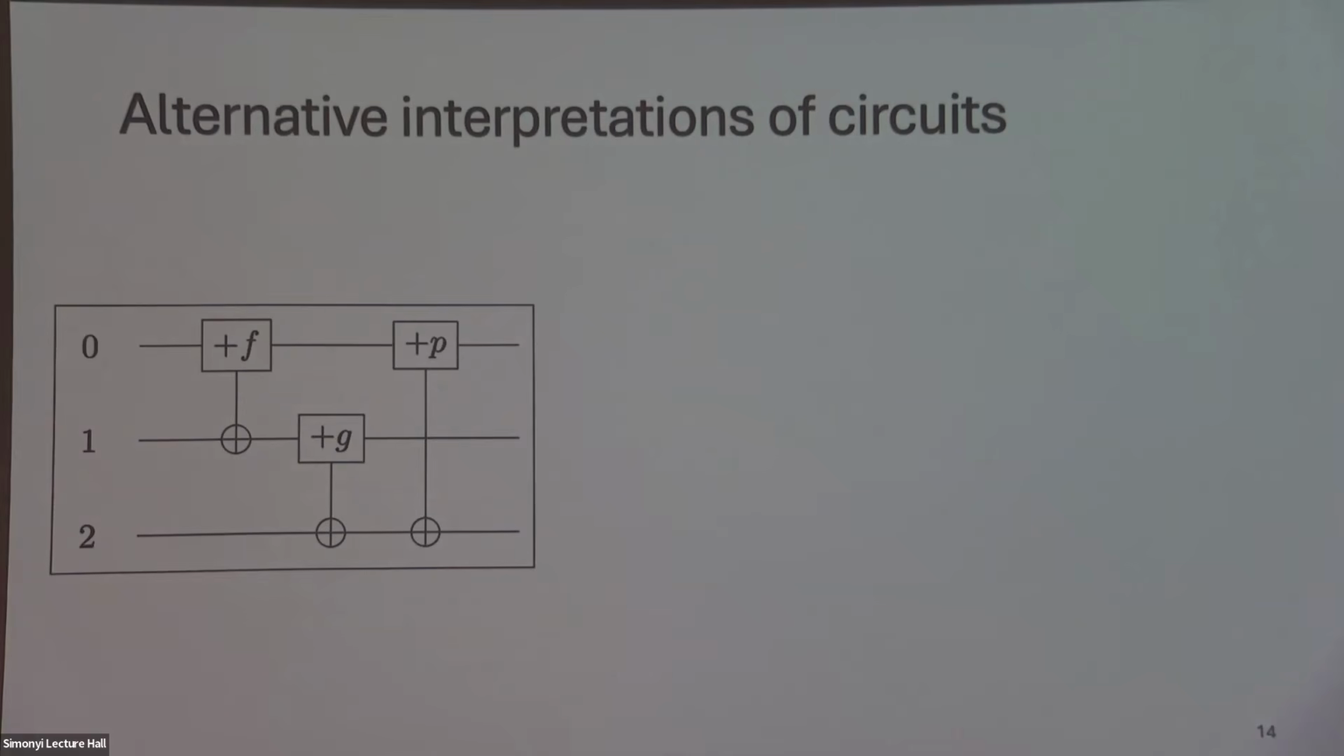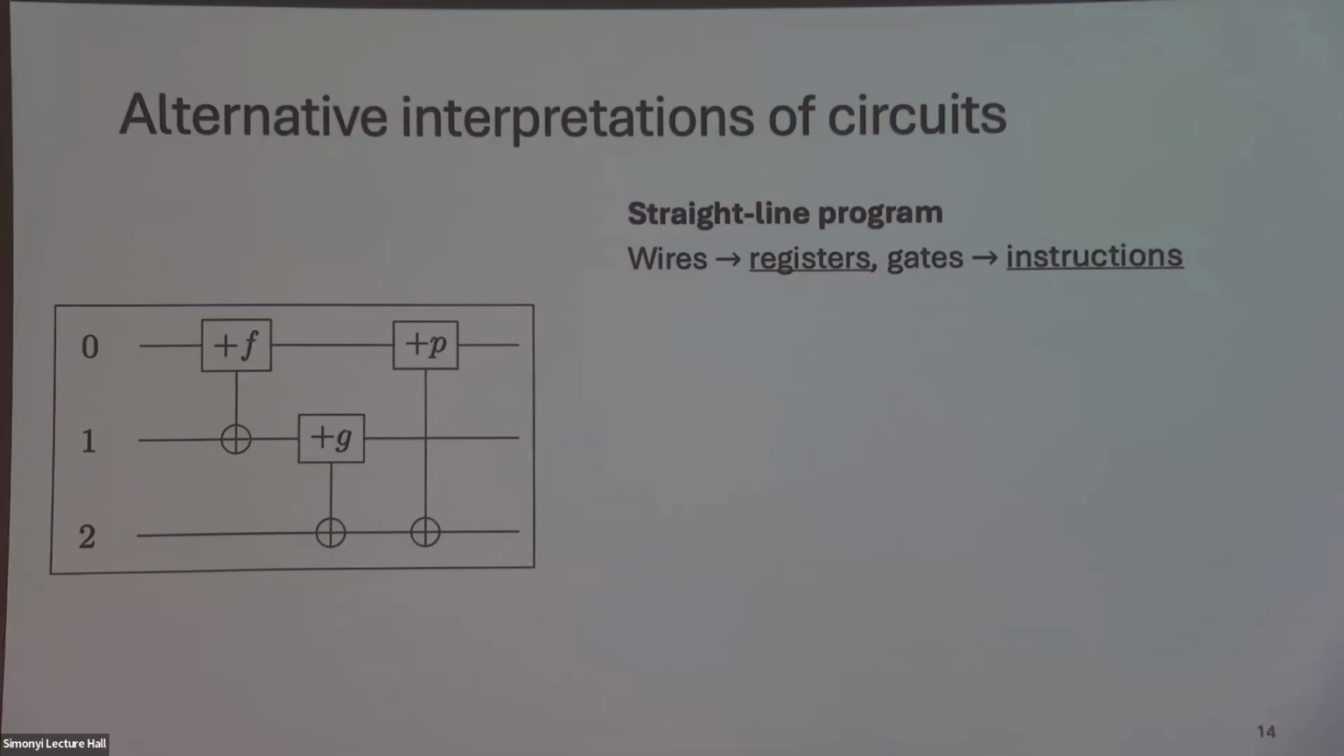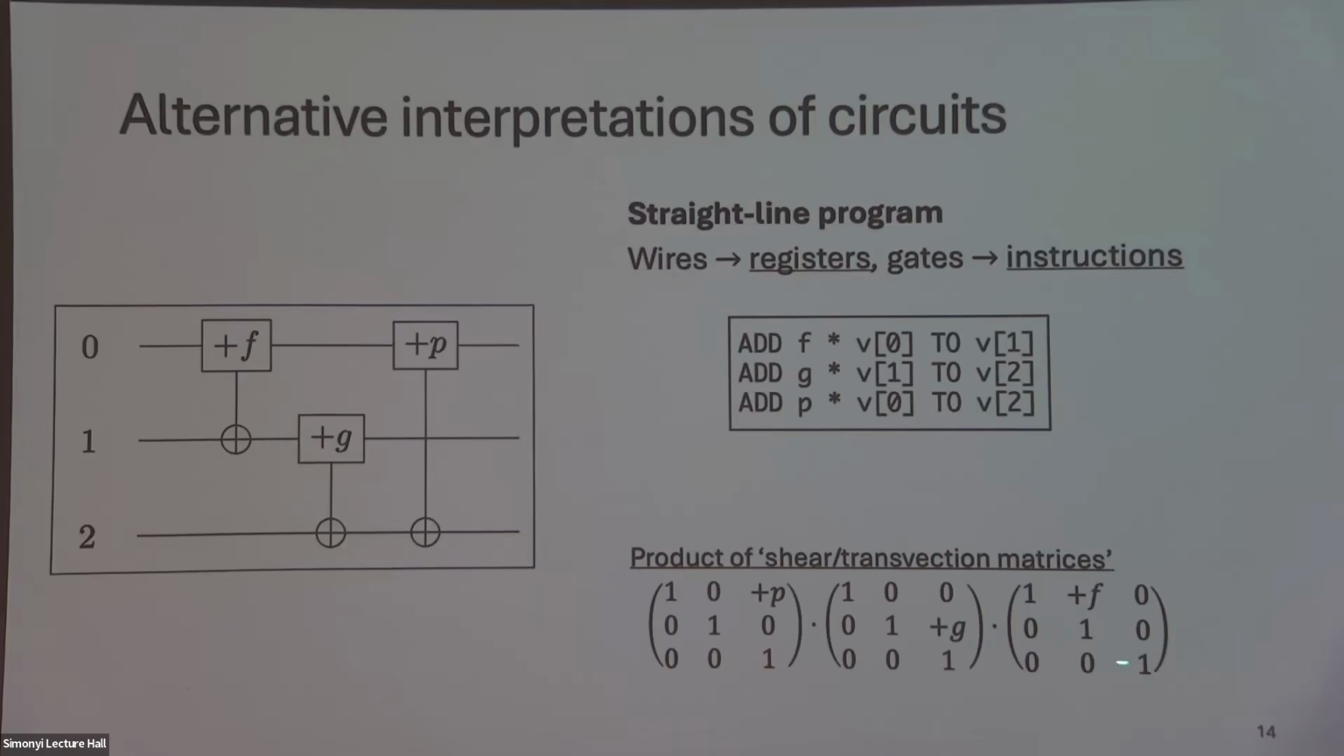But there are other ways you could think about it. This is exactly Gaussian elimination. When you write plus f times something, you then go down or up to some other row. Here I have the matrix. This gate corresponds to this matrix.